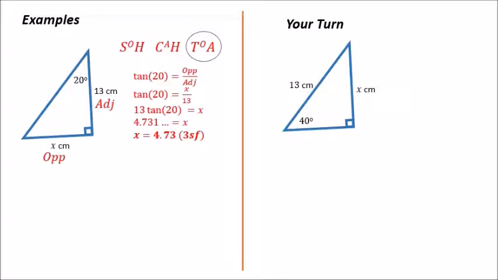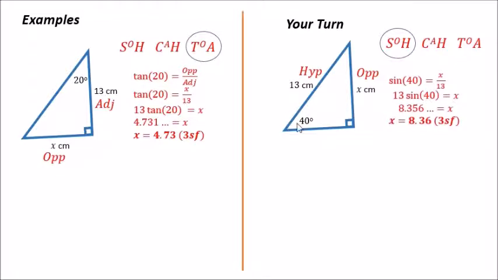Alright, now you've had a chance to have a go. Let's go through this. So using SOHCAHTOA, we have our opposite side and our hypotenuse. Opposite because it's opposite the angle that we're given. Hypotenuse because it's opposite the right angle. So opposite and hypotenuse, well, that uses sine. That uses the S part of SOHCAHTOA. So we're going to use sine.